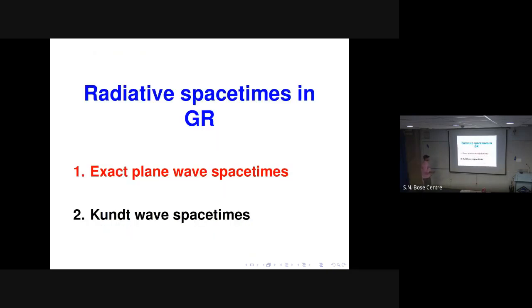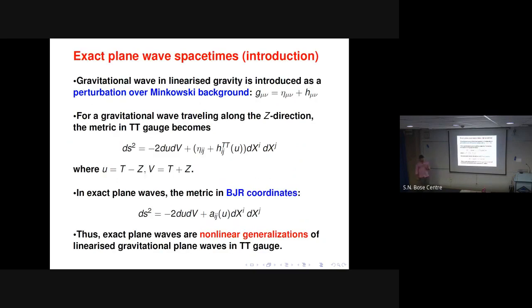Okay, so first, exact plane wave space-times. When we study gravitational waves in elementary GR, we are first introduced to a form like this. But this is a perturbation of the Minkowski background. So a gravitational wave arises as a perturbation of the Minkowski background. g mu nu is the total metric, eta is the Minkowski metric, and h mu nu is the metric perturbation of the gravitational wave. For a gravitational wave traveling along the z direction, in the transverse traceless gauge, all the redundant gauge degrees of freedom are gone, and only the radiative degrees of freedom are left. So the metric looks like this, where u and v are null coordinates, u is t minus z and v is t plus z.